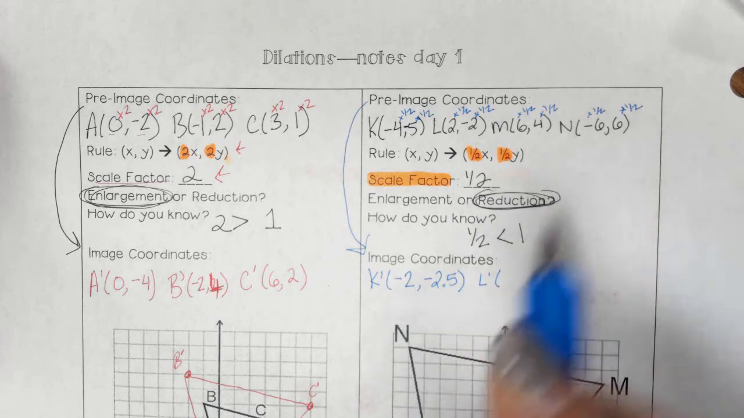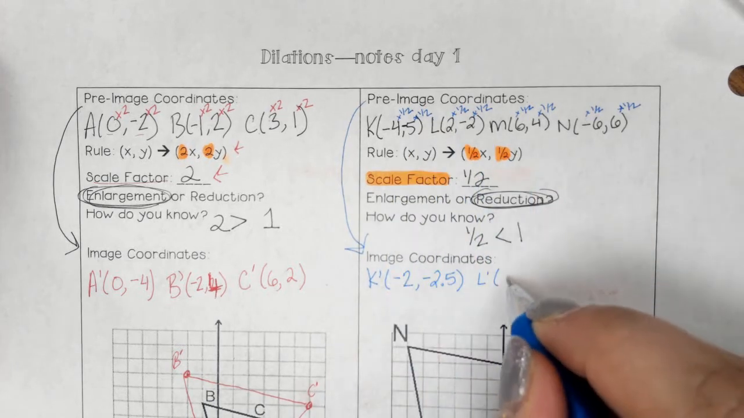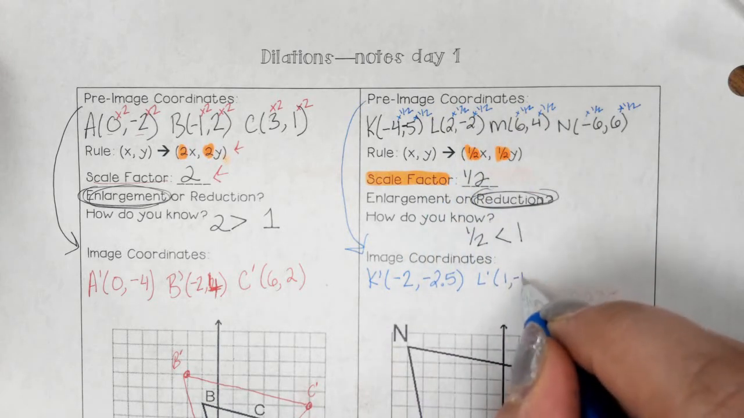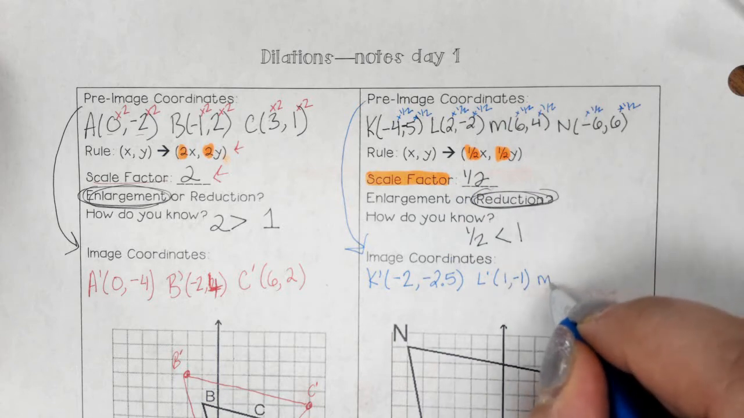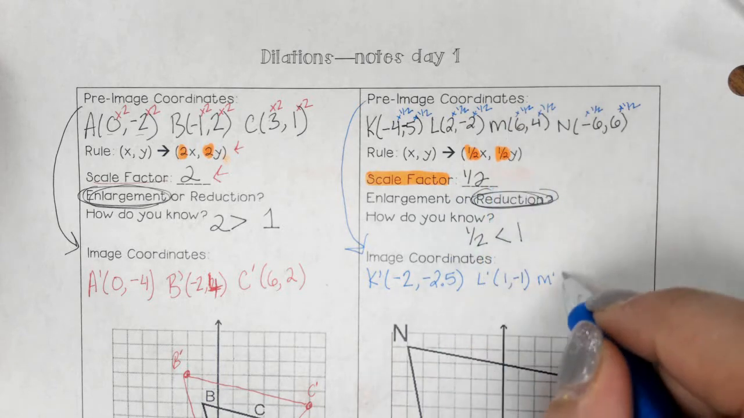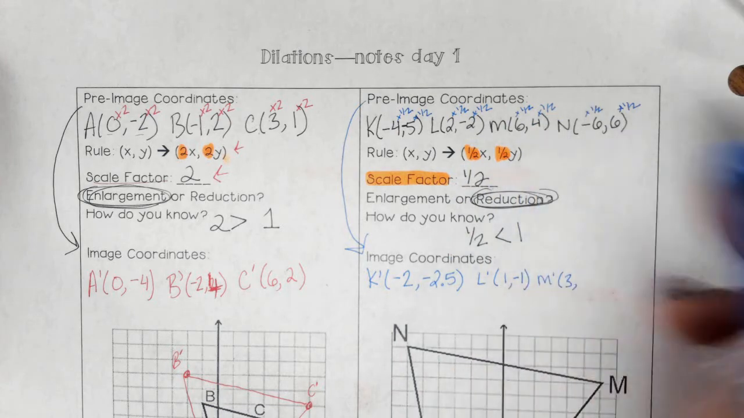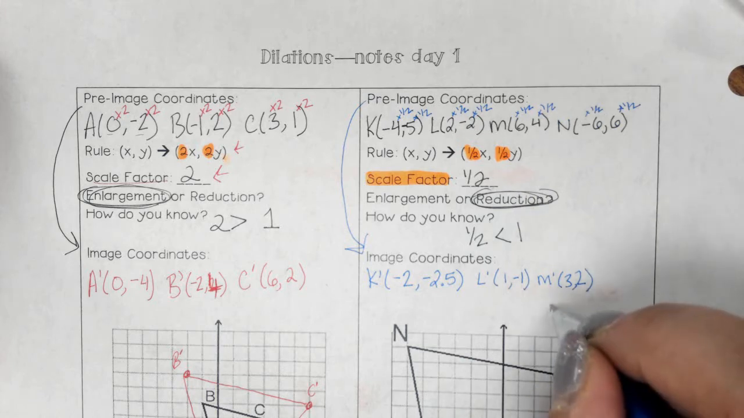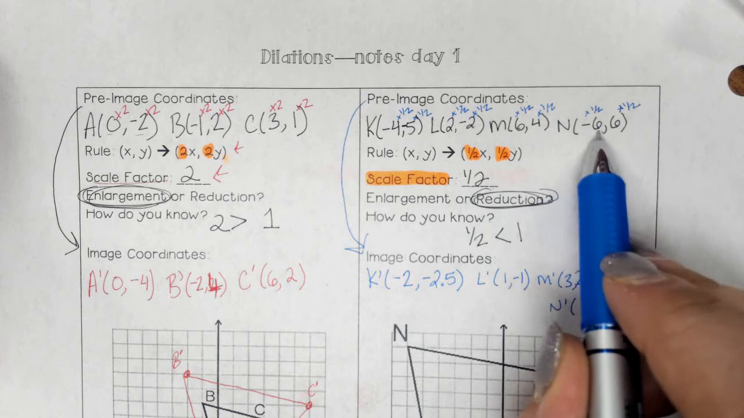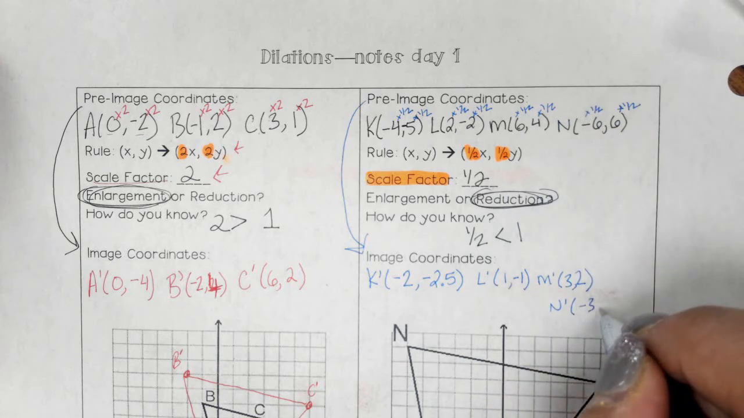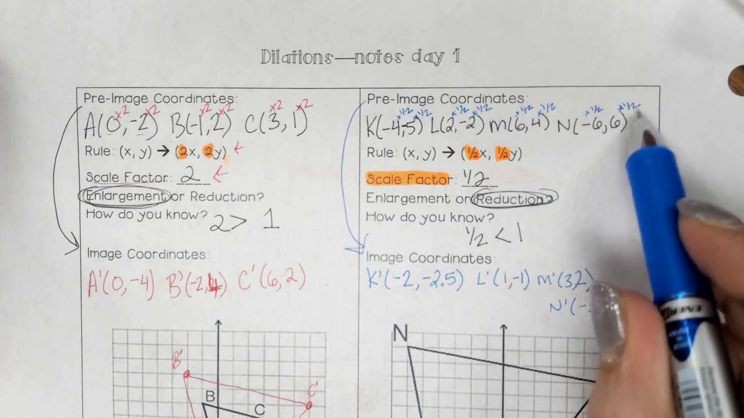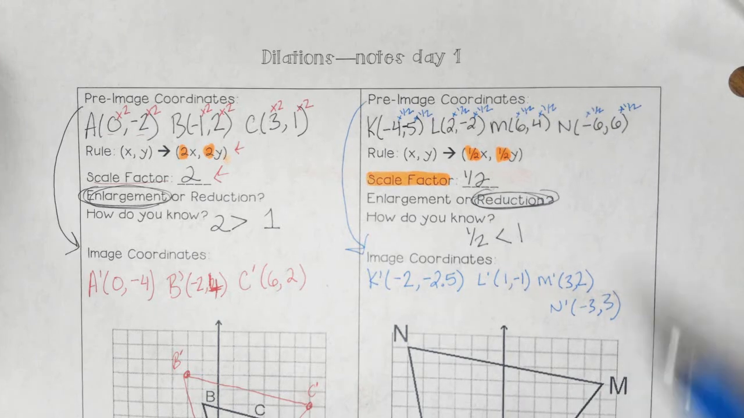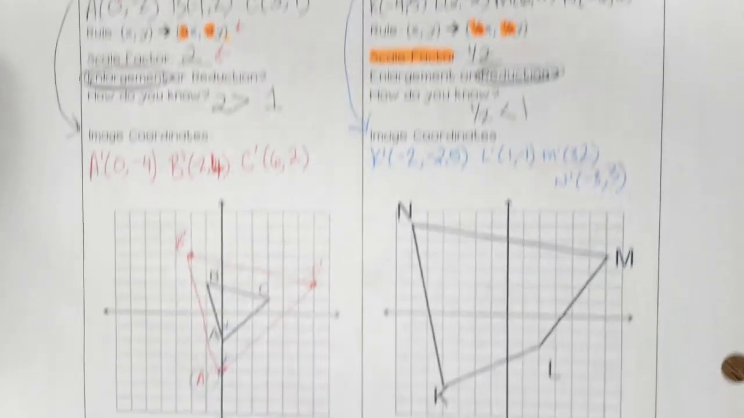L prime, 2 times 1/2 is 1. Negative 2 times 1/2 is negative 1. M prime is located at 6 times 1/2, which is 3. 4 times 1/2, which is 2. N prime is located at negative 6 times 1/2, or negative 3. And then 6 times 1/2, or positive 3. Now we have all of our image ordered pairs, so we can put this on our graph.